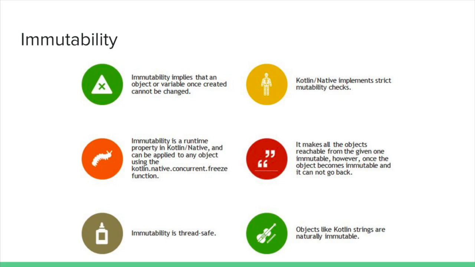Immutability is a runtime property in Kotlin Native and can be applied to any object using the function kotlin.native.concurrent.freeze. It makes all the objects reachable from the given one immutable. However, once the object becomes immutable, it cannot go back. One of the greatest benefits of immutability is it's thread safe, and objects like Kotlin strings and other primitive types are naturally immutable. So now Mayar is going to continue discussing the rest of Kotlin's major features.